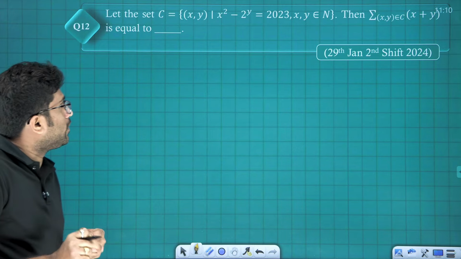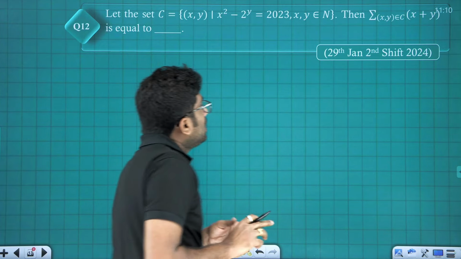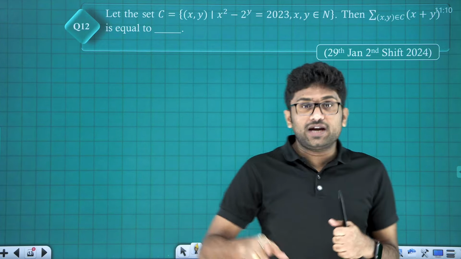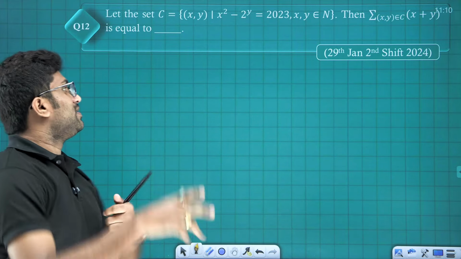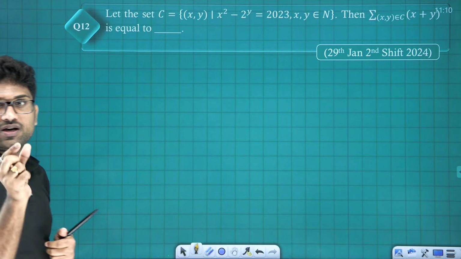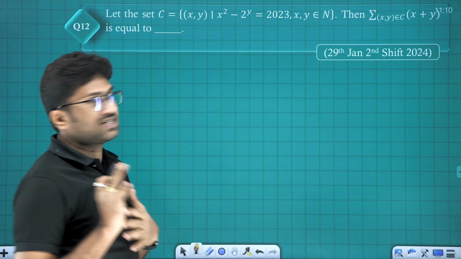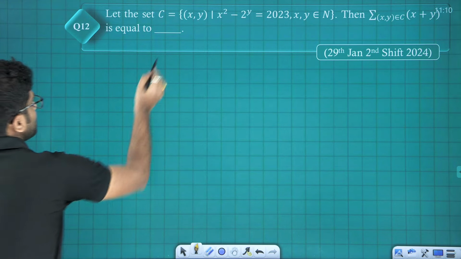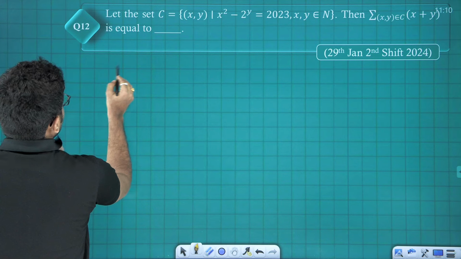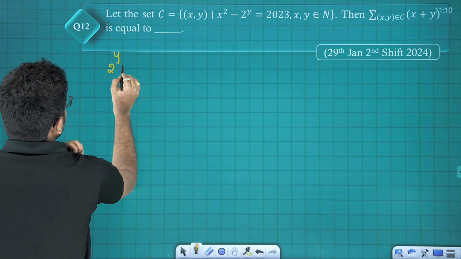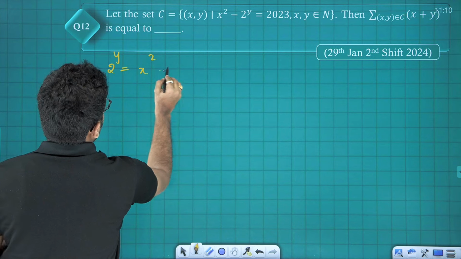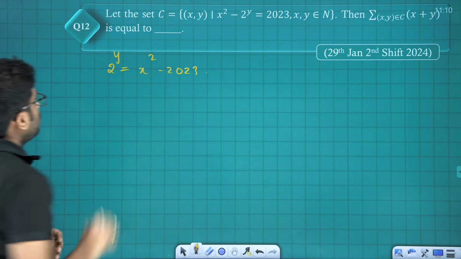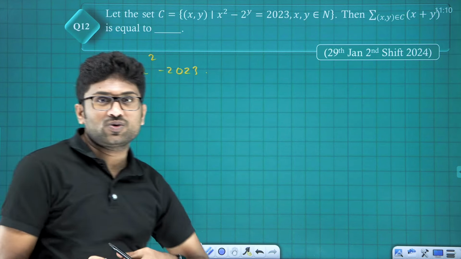Next question. Let the set C be the set of ordered pairs x comma y such that x square minus 2 power y is equal to 2023, where x and y both are natural numbers. Sigma, sum of all the elements of x plus y. Sum of the ordered pairs x plus y they are asking. Let's see this, friends. First, we can write 2 power y is equal to x square minus 2023.